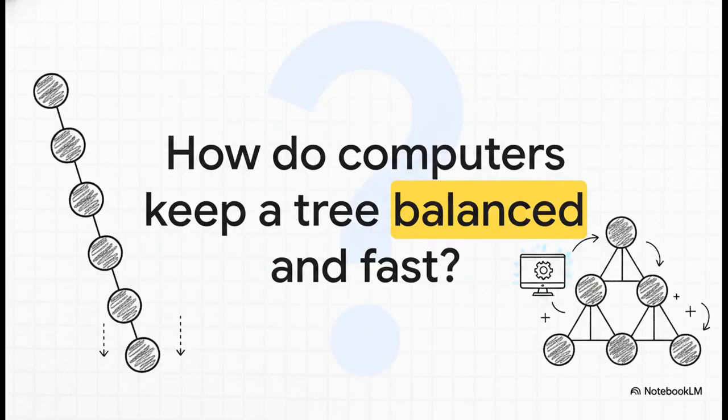And that leaves us with one last really fascinating question. You know, in the real world, data is always changing. Things are being added, things are being deleted. So how do these trees stop themselves from becoming those slow, useless chains over time? How do computers notice they're getting lopsided and automatically fix themselves to stay fast? Well, that's a story for another explainer.